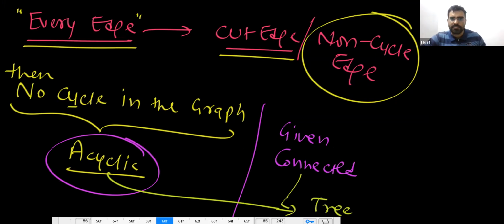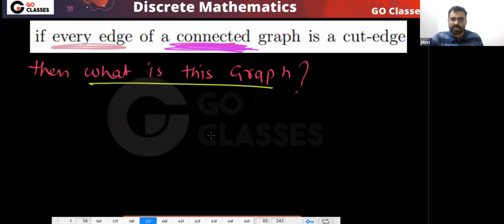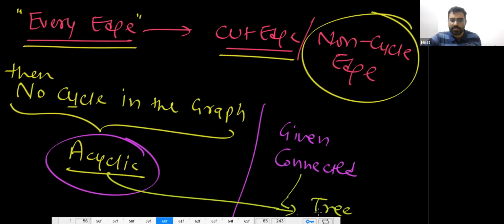that simply means tree. Yes or no? So what can you say about this graph? This will be a tree. This will be your answer.